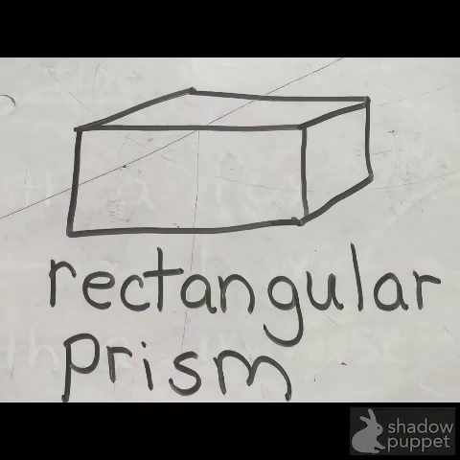A rectangular prism, that one's pretty tough to say, isn't it? But a rectangular prism is a rectangle shape, but it has more edges, and it has faces, and it has vertices, just like the cube. I wonder if a rectangular prism and a cube might have the same number of edges, vertices, and faces. You might want to count and see.